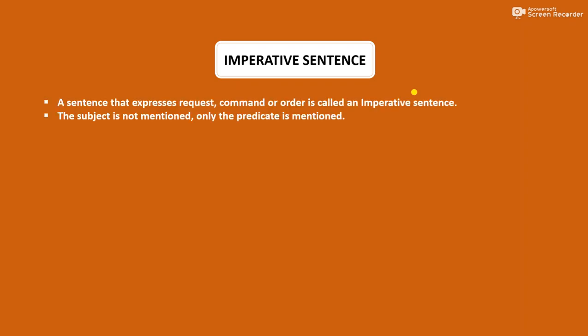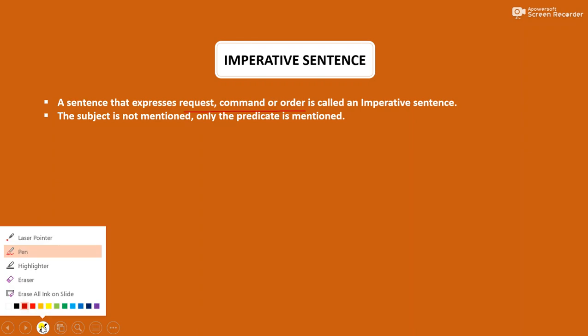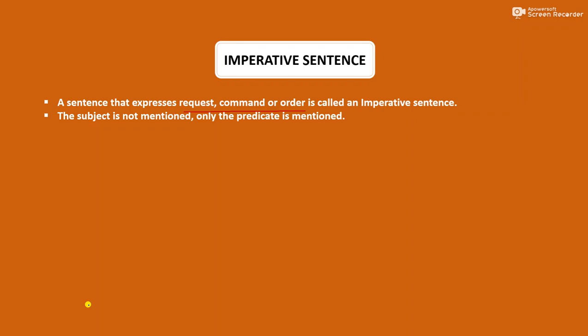Now a sentence that expresses a request, a command or an order is called an imperative sentence. So sentences where you are giving a command to somebody, where you are giving an order to somebody, or where you are making a request, such sentences fall under the category of imperative sentence.